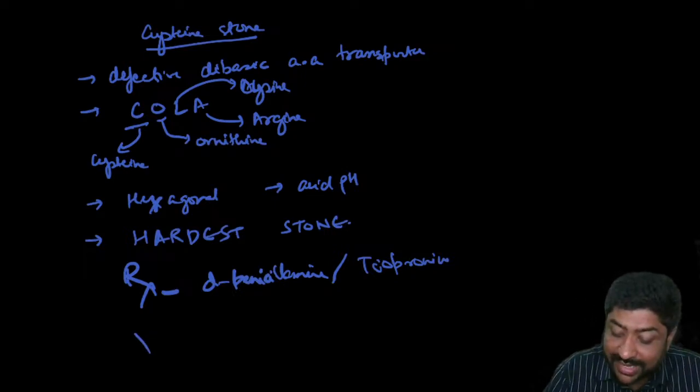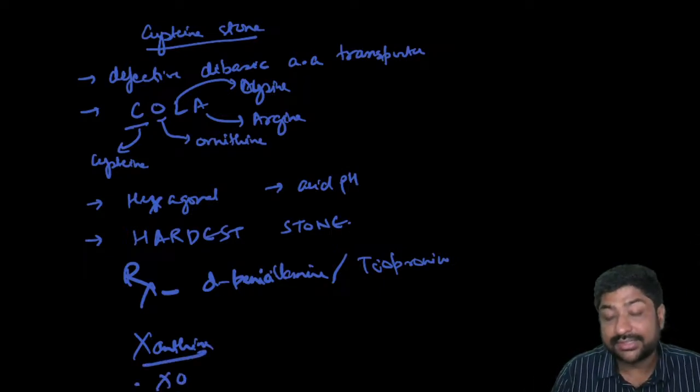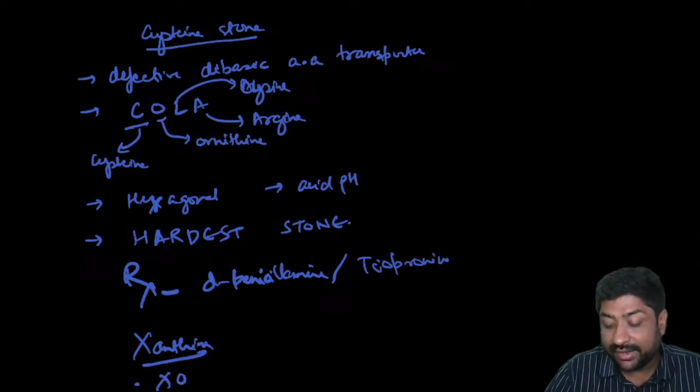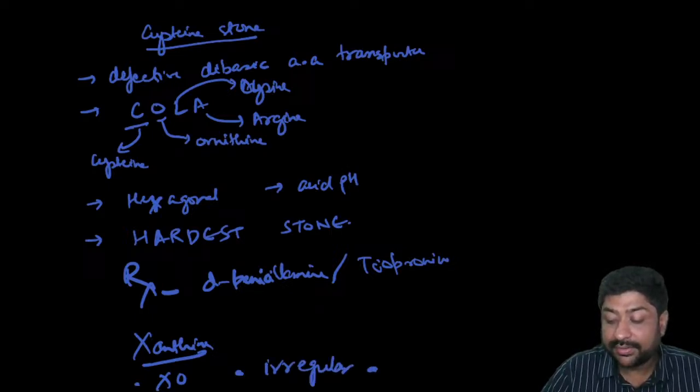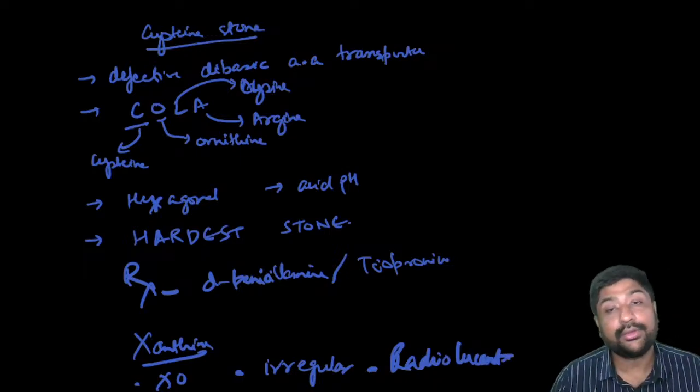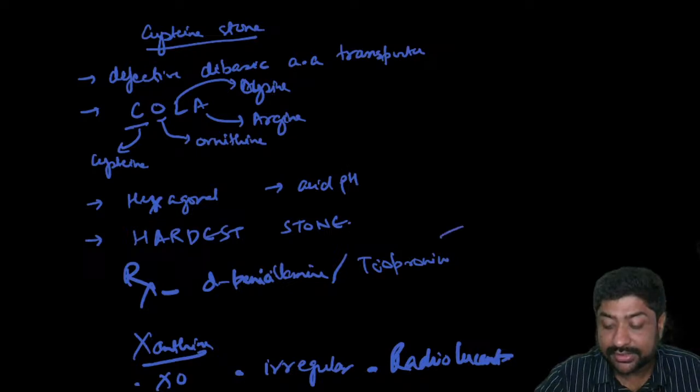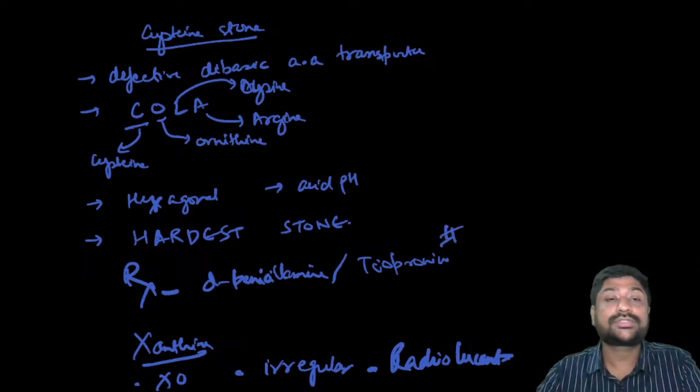The last stone is xanthine. The defective enzyme is xanthine oxidase. It is irregular in shape, and also radiolucent. Again, the treatment is very similar to what we use for cysteine stones.